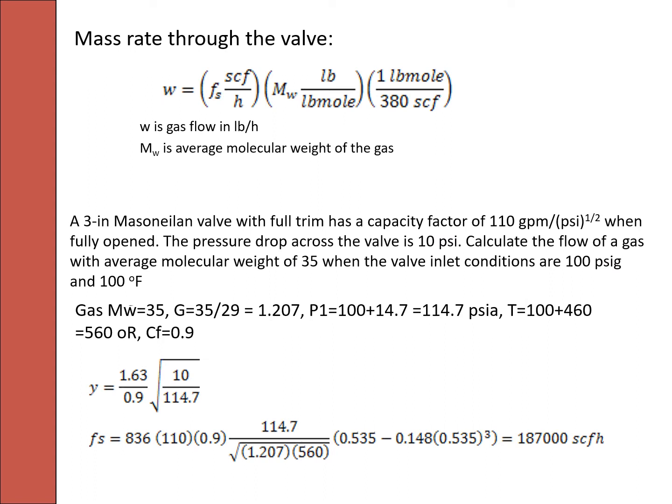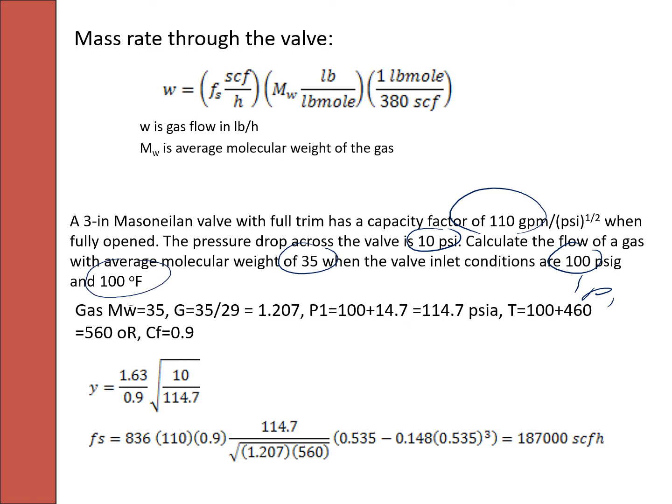Okay, so now let's try to do this example. We have a 3-inch Masoneilan valve with full trim, basically the same valve as we did in question 1. It has a capacity factor of 110 when fully open. The pressure drop is 10 psi. Calculate the flow of the gas with average molecular weight 35 and the valve inlet conditions are 100 psig, this one is P1. The temperature would be 100 Fahrenheit.